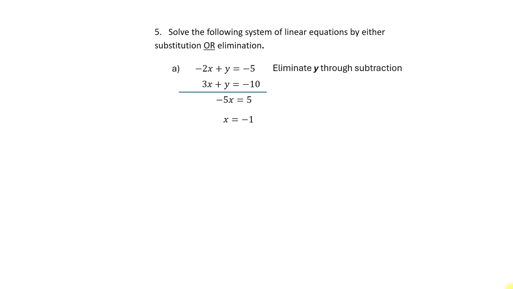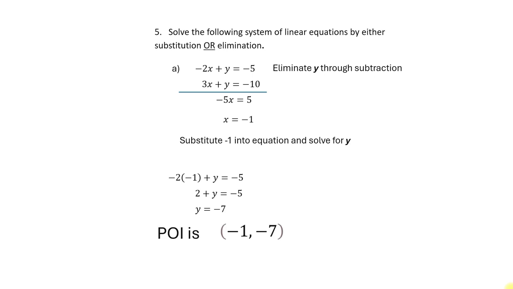Once we have a value for x, we can substitute that back into one of the equations and solve for y. So we'll take that -1, we'll plug it back into the first equation and solve for y. -2 times -1 plus y equals -5. 2 plus y equals -5. y equals -7. So our solution, or point of intersection, for these two equations will be -1, -7.